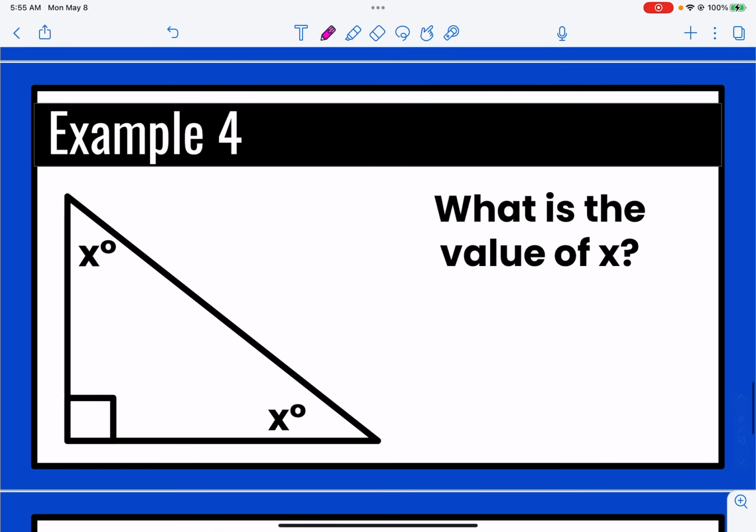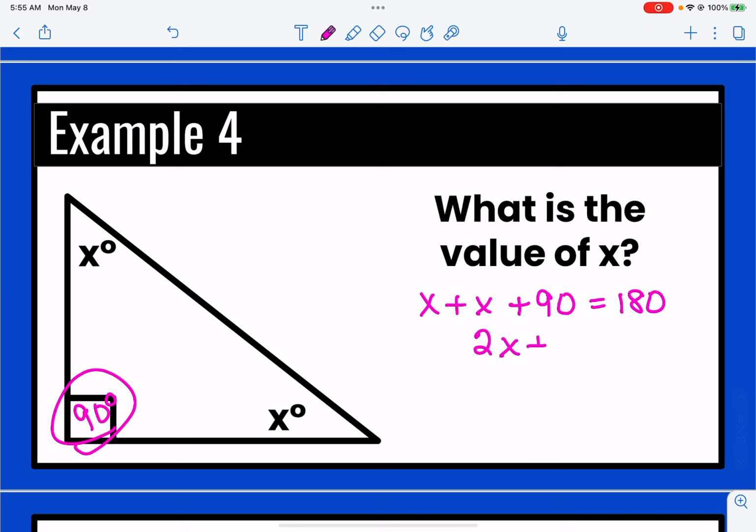All right, now this one looks a little different. We do have that right angle again, which we know is 90 degrees, but this time we have two x's. Don't let it scare you. It's the exact same type of problem. We have x plus x plus 90, and I know if I add them up, it's going to equal 180. So let's simplify it a little bit. 2x plus 90 equals 180.